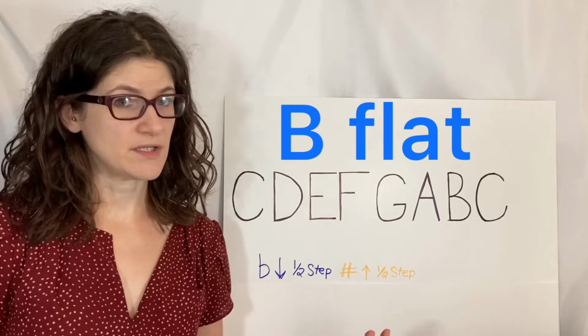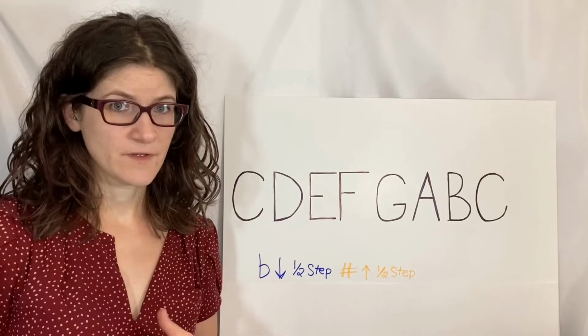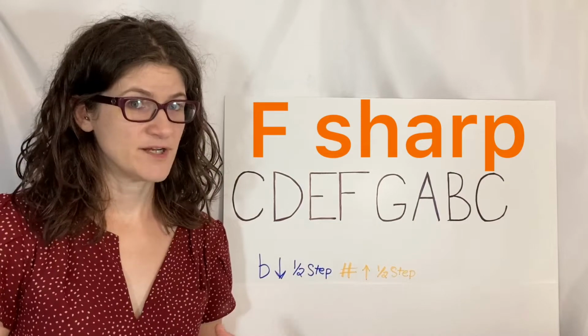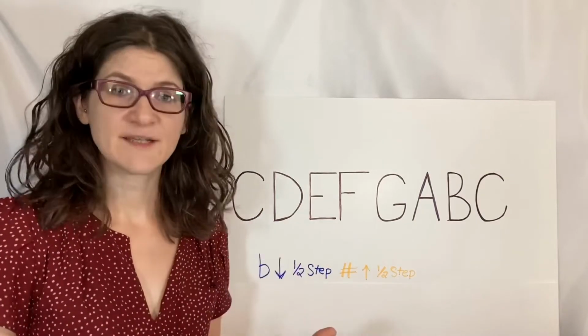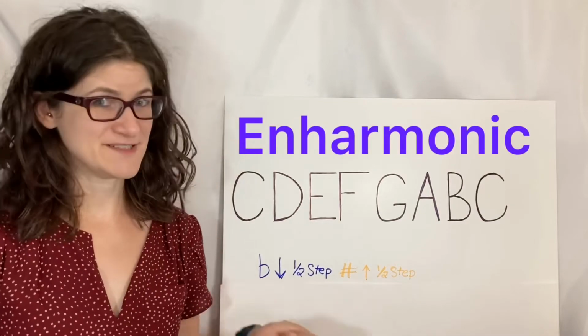So in band, you've probably played a B flat. That's like a B, but it's just a little bit lower, what we call a half step lower. Or maybe you've seen an F sharp. That's like an F, but it's a little bit higher, a half step higher. Now, let's talk about this enharmonic business.